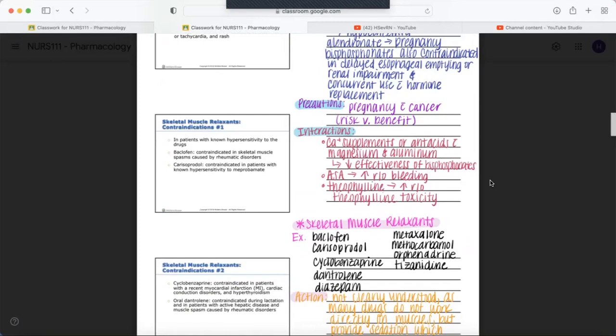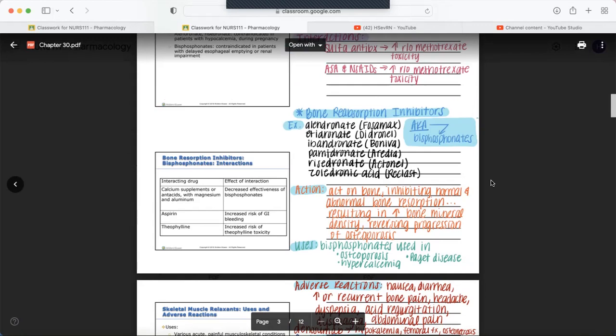Interactions. Calcium supplements or antacids with magnesium or aluminum can actually decrease the effectiveness of bisphosphonates. So we don't want to take them with extra calcium, right? Because we don't want to increase the calcium level of the blood. We want to increase the calcium level of the bone. Aspirin actually increases the risk of bleeding when given with bisphosphonates, and theophylline can increase the risk of theophylline toxicity when given with bisphosphonates.